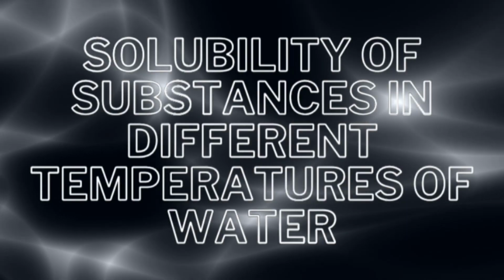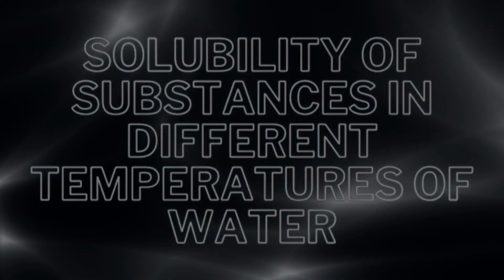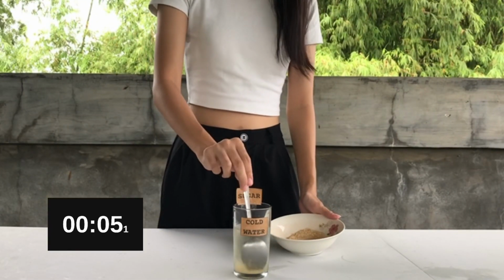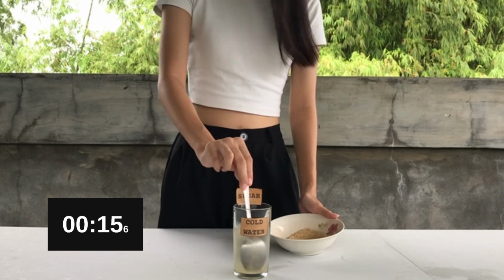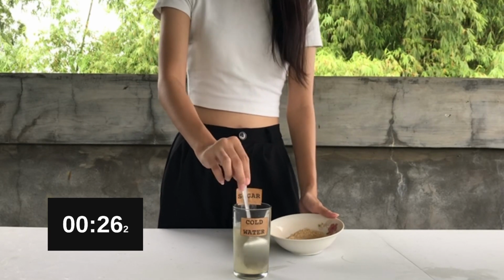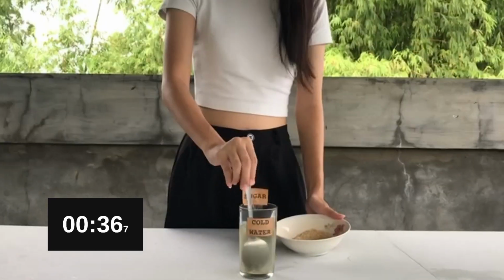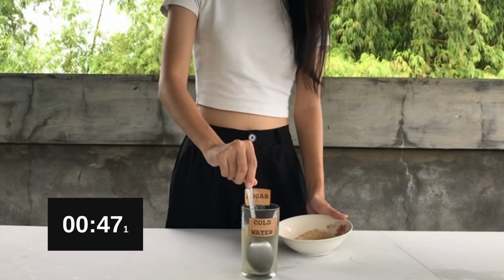Thank you, Charles. Let us now proceed to our experiment starting with cold water. Sugar dissolves more slowly in cold water because the lower temperature reduces the kinetic energy of water molecules, making them less effective at breaking apart and surrounding sugar molecules. After a few minutes of stirring, we can see that the sugar has dissolved in the cold water.